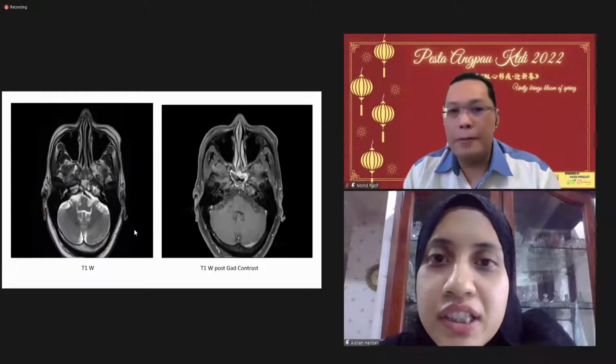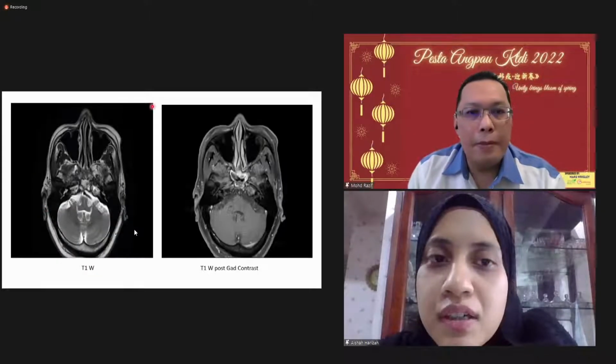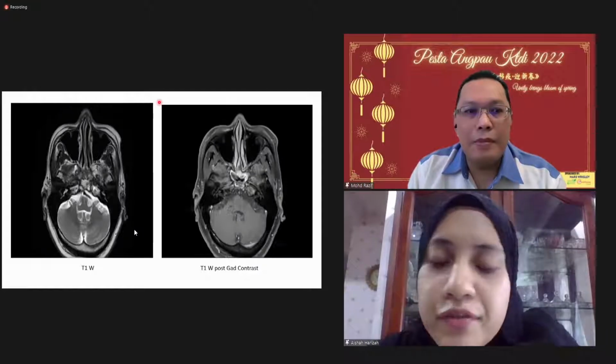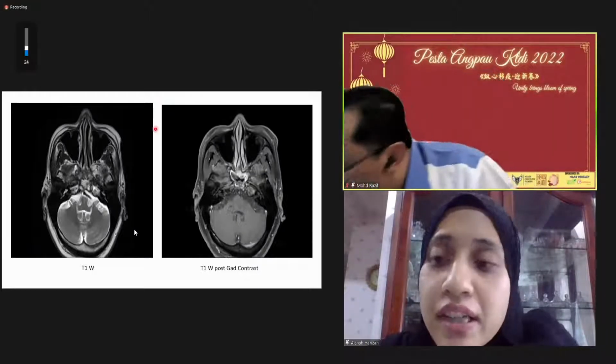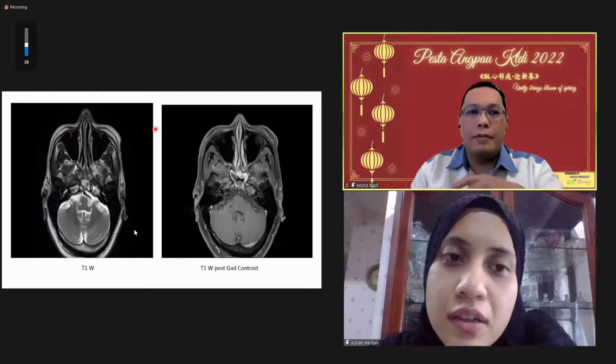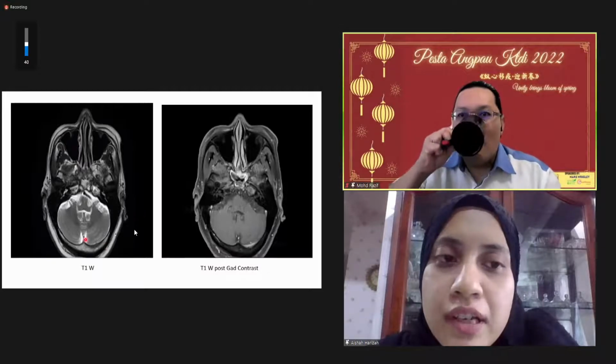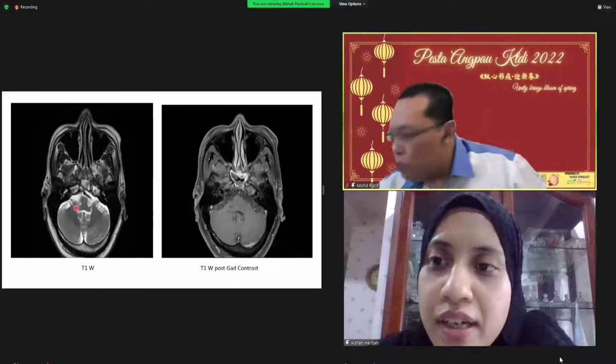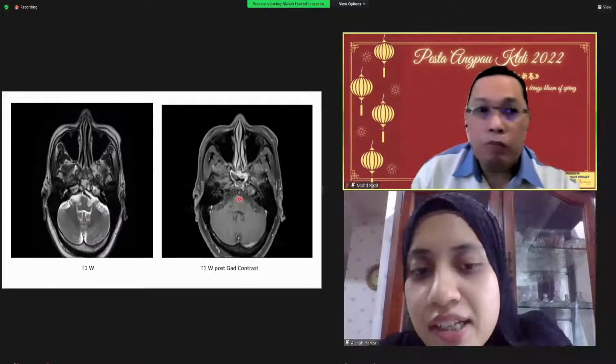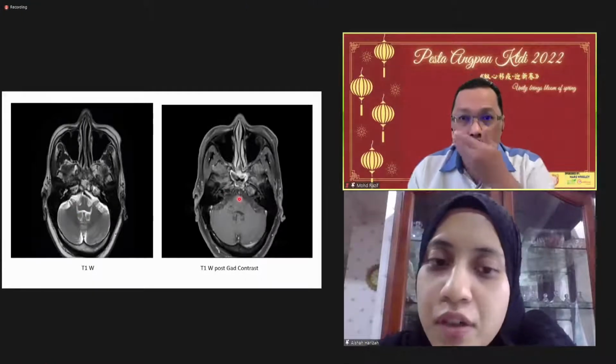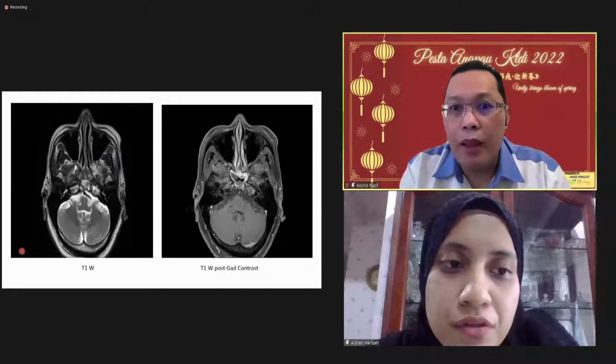I move on to the imaging. So this case was referred from a private center. They did an MRI neck of this patient. On your left side is a T1 weighted MRI neck, and the right side is the T1 weighted post-gadolinium contrast. I would like to show you.